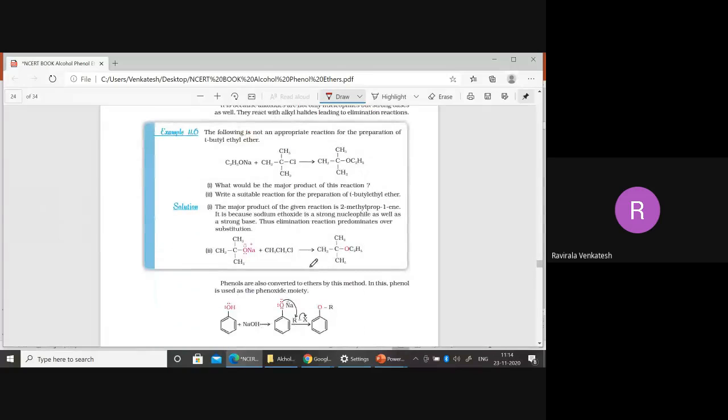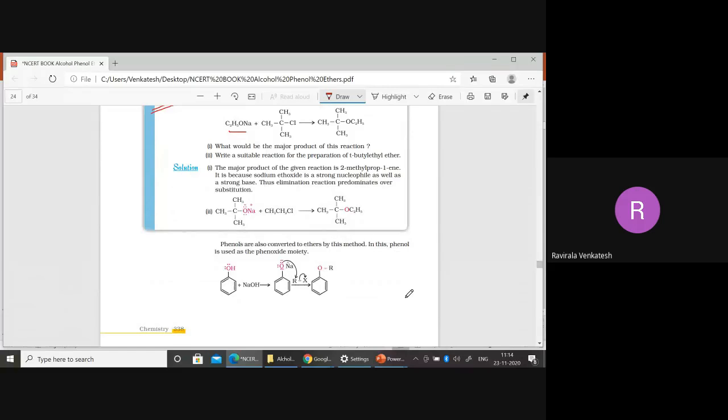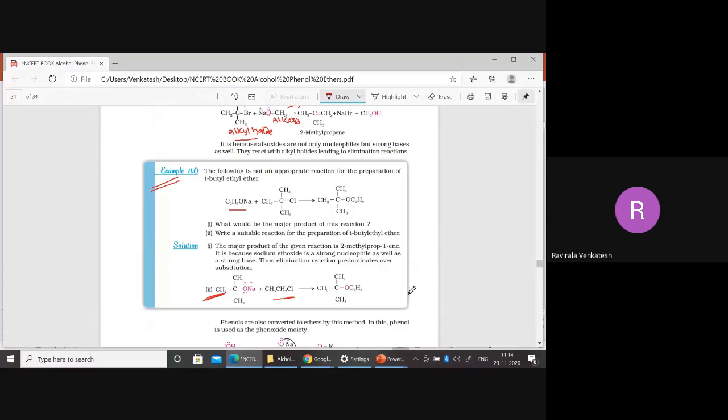Okay. So this is the exercise, if you observe what happened. 11.6. Following is not appropriate reaction for the preparation of tertiary butyl ether. This reaction. What would be the major product of this reaction? Alkene, isn't it? Just now you have taken this one. I will write the mechanism for both. Now which is a suitable reaction for the preparation of tertiary butyl ether? Now this one. Alkoxide must be the large one. Like this. So this exercise, you do in notebook. All of you do this exercise in notebook because it is very, very important from the examination point of view. So do this 11.6 in your notebook today itself.